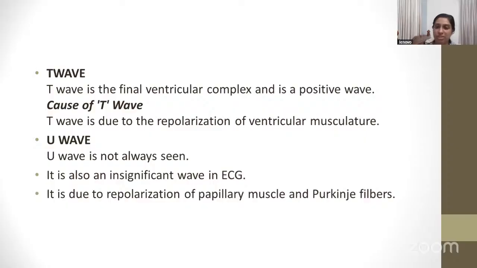Next is U wave. It is not always seen. It's an insignificant wave in the ECG. And it is also due to the repolarization. So T wave and U wave are due to repolarization, whereas P and QRS complex are due to depolarization. So U wave is due to the repolarization of the papillary muscle and the Purkinje fibers.